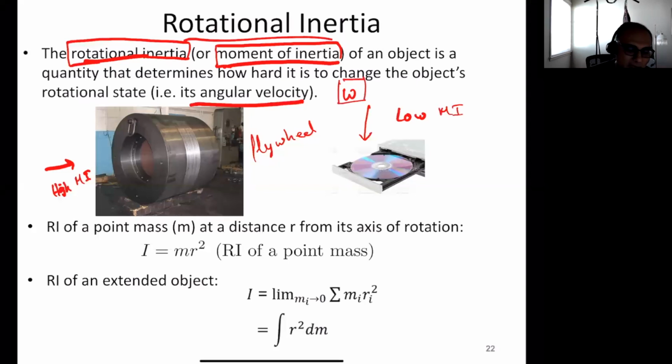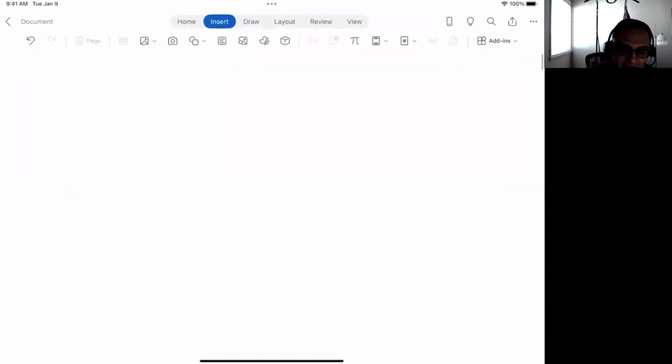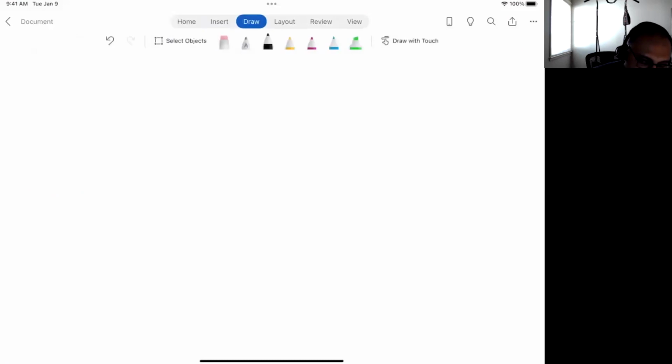All right, now how do we measure moment of inertia? We're going to start with the moment of inertia of the simplest possible thing. Suppose I have this, suppose this is a horizontal plane.